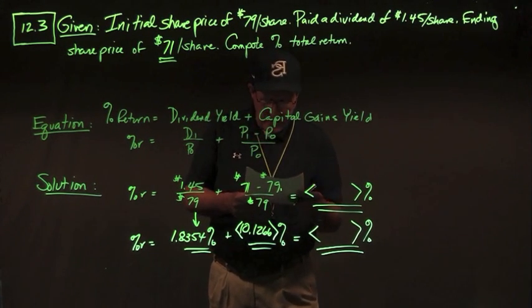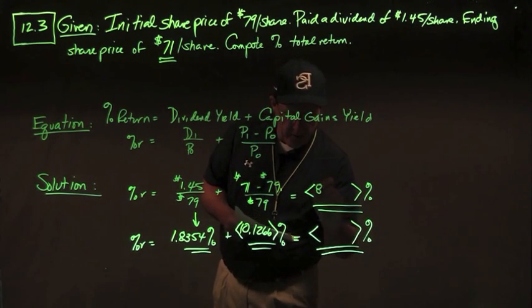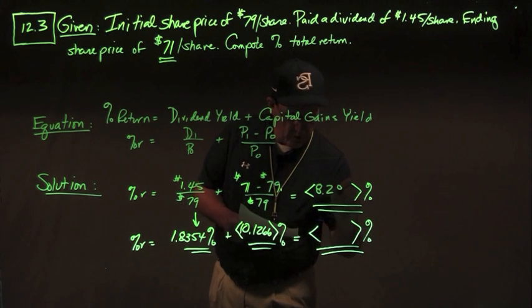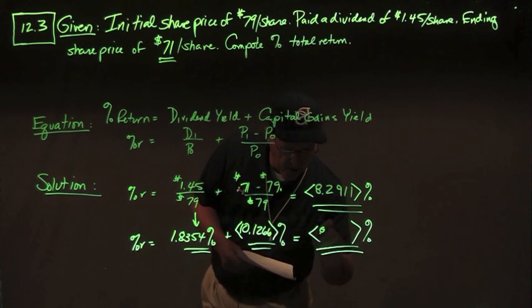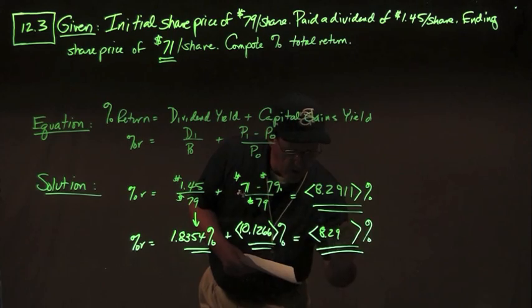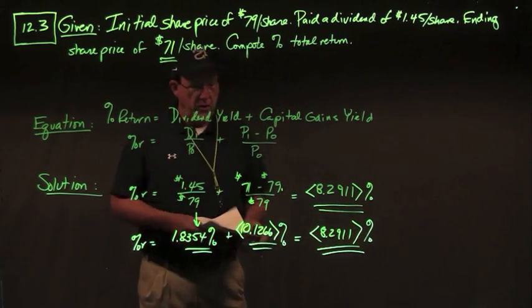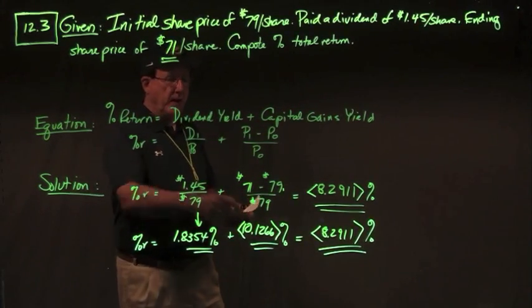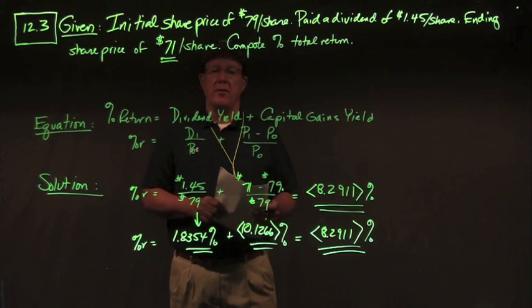My total return then is equal to negative 8.2911%, and there are your two components, dividend yield and capital gains yield. There are your answers to problem number 3.